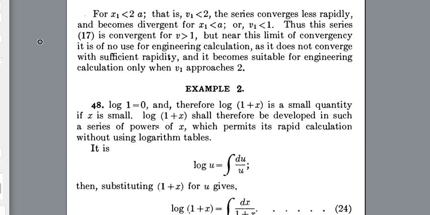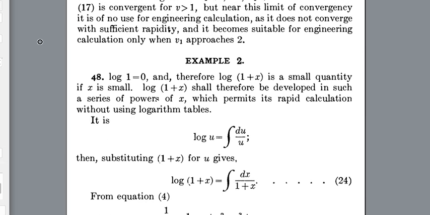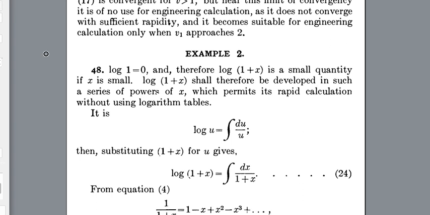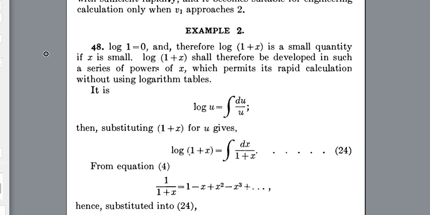Example 2. Section 48. The logarithm of 1 equals 0, and therefore the logarithm of the quantity 1 plus x is a small quantity, if x is small. The logarithm of the quantity 1 plus x shall therefore obtain a series of powers of x, which permits its rapid calculation without using logarithm tables.